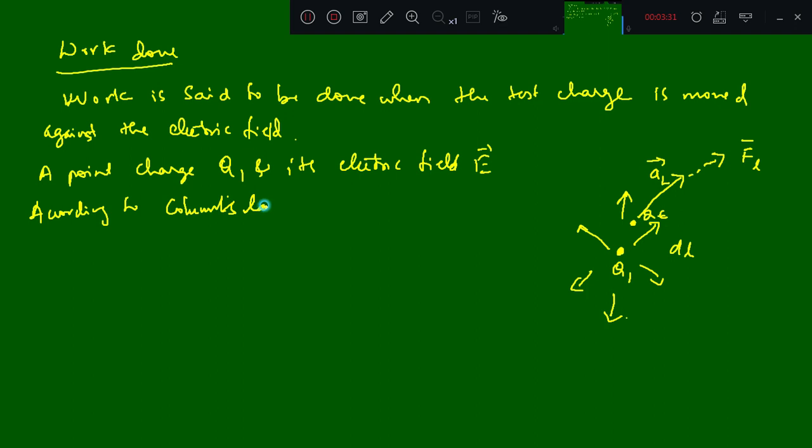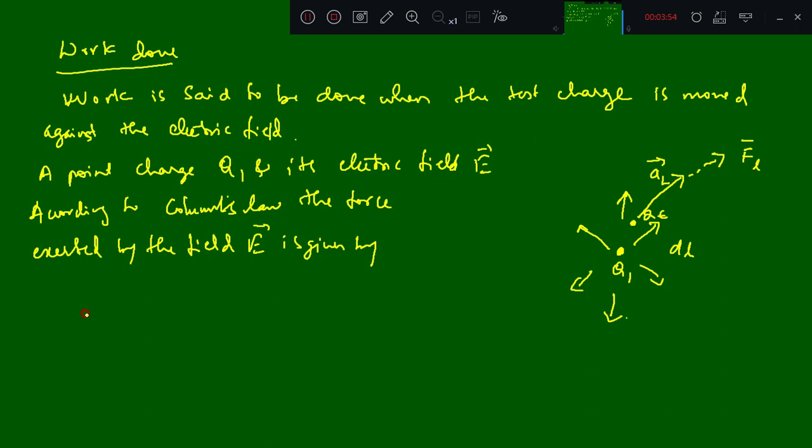Coulomb's law, the force exerted by the field E is given by F equals the charge QT times the electric field E, in terms of Newton. Okay, so this we can call equation number 1.